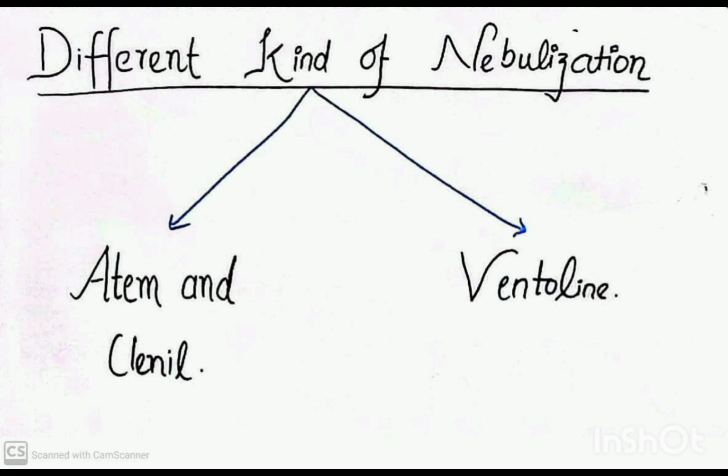Now, there are two types of nebulization. First one is Atem and Clenil, and the second one is Ventolin. And you need to assess the patient accordingly to decide which type of nebulization you want to start on certain patients.